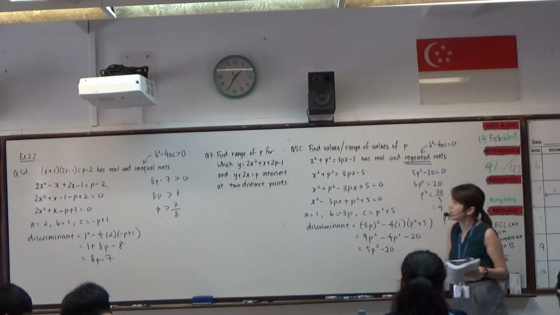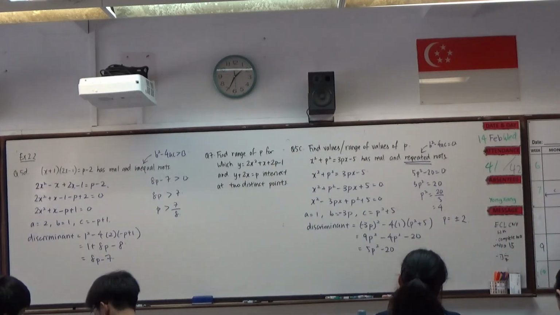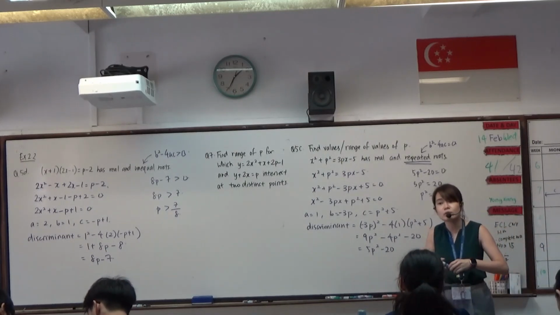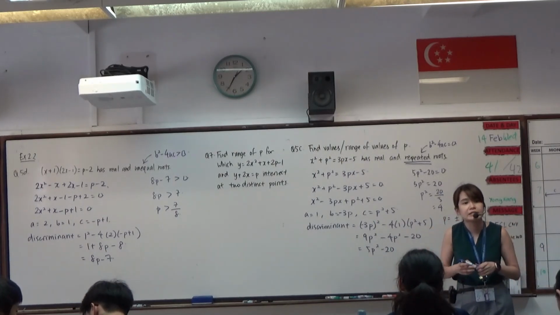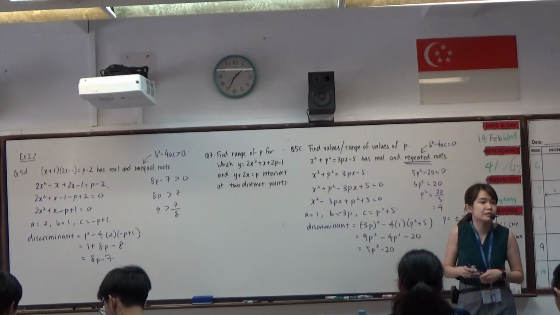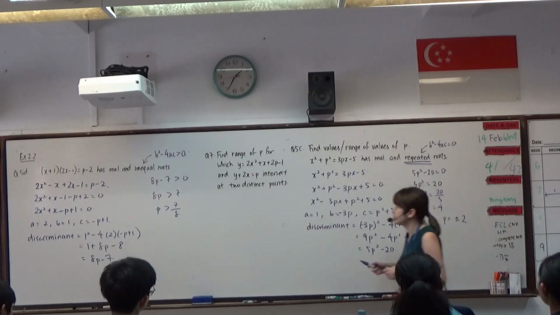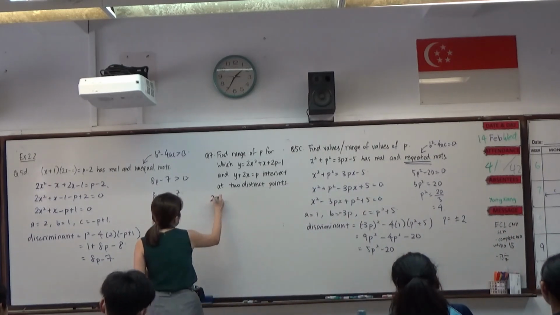Okay, so in question 7, we want to find the range of values of p such that the curve and the line intersect at two distinct points. So to intersect at two distinct points, what does it tell us about the discriminant, Fari? What does two distinct points mean about the discriminant? More than 0.